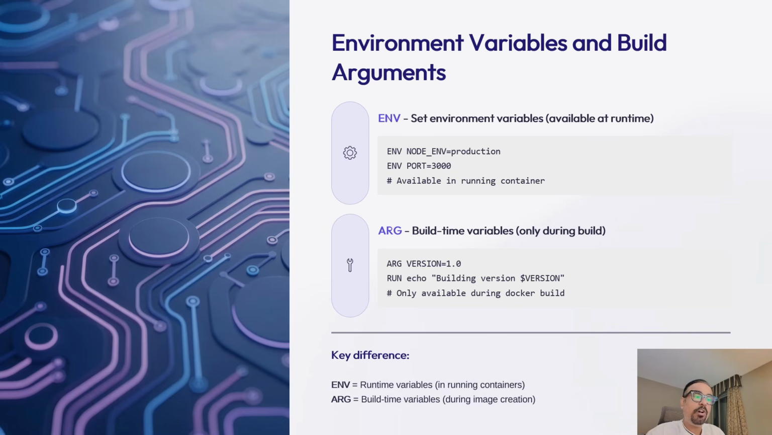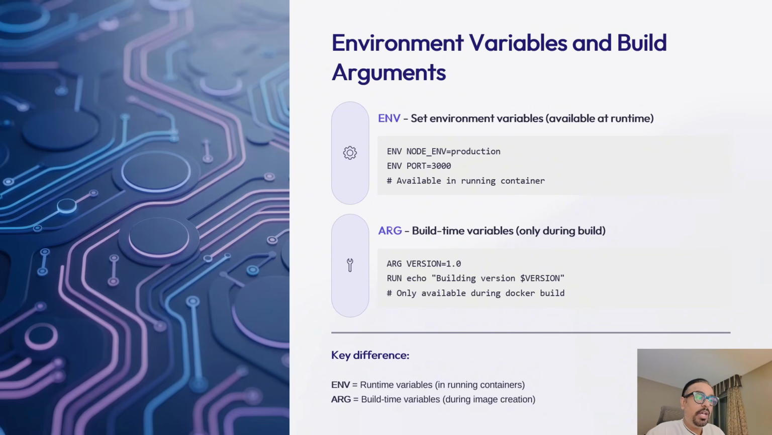They are perfect for configuration that your app needs at runtime. On the other hand, ARG is for build time variables. Build time is when you're building your image. The previous one was while you are running your container. The second is while you're building your image. These only exist during the Docker build process, not in the running container.